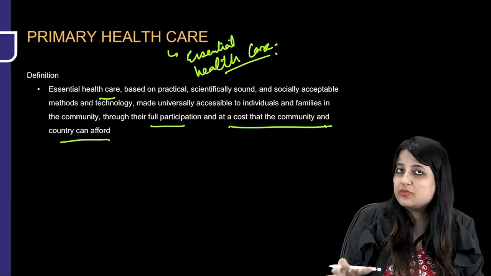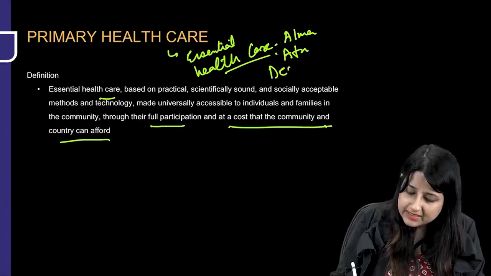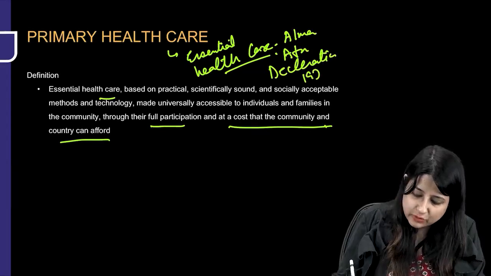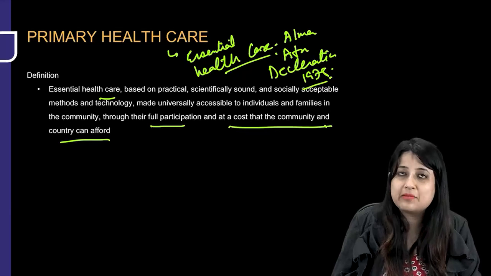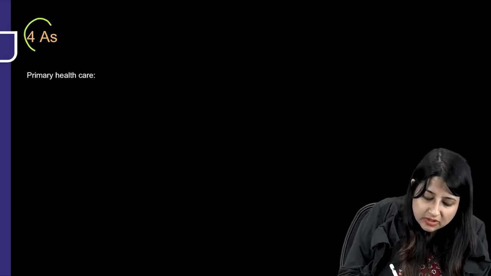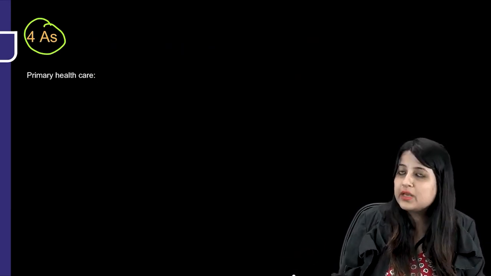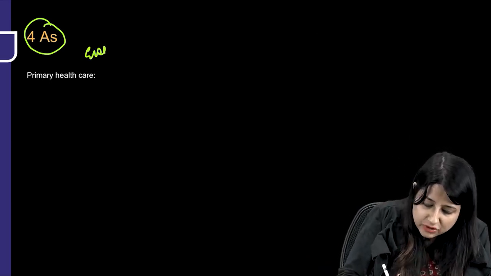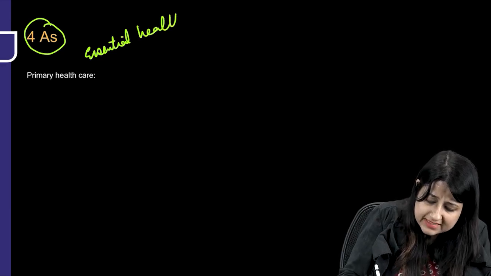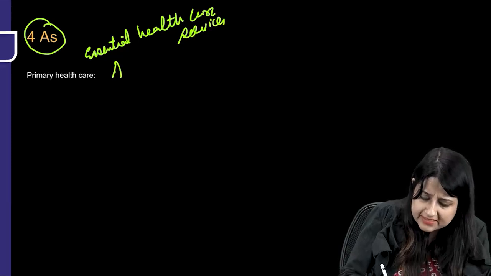So this concept of primary healthcare was adopted in the Alma-Ata Declaration of 1978, which was a conference held in Alma-Ata, Kazakhstan, where the concept of primary healthcare was adopted. And this concept is based on 4 A's. What are those 4 A's? These essential healthcare services, or basic healthcare services, should be available to all, accessible to all. These essential healthcare services rely on 4 A's. What are those 4 A's?